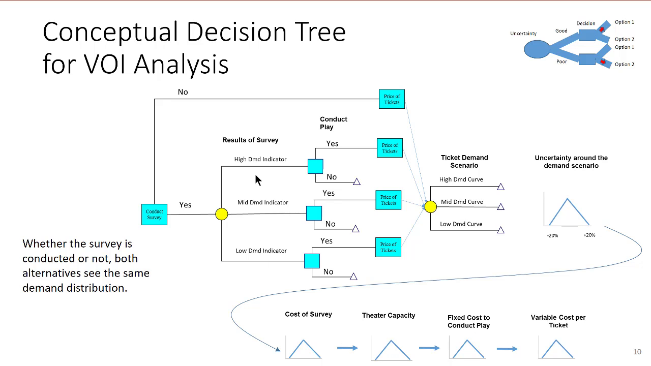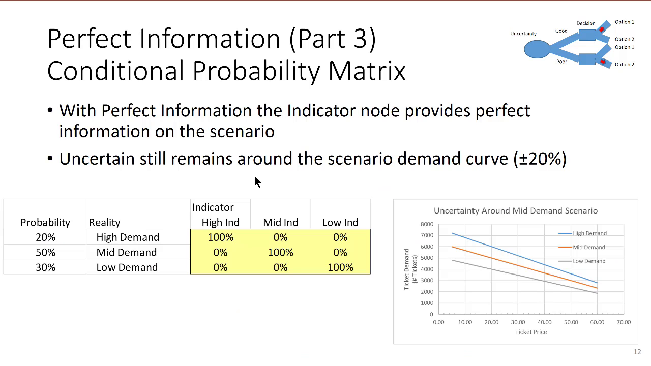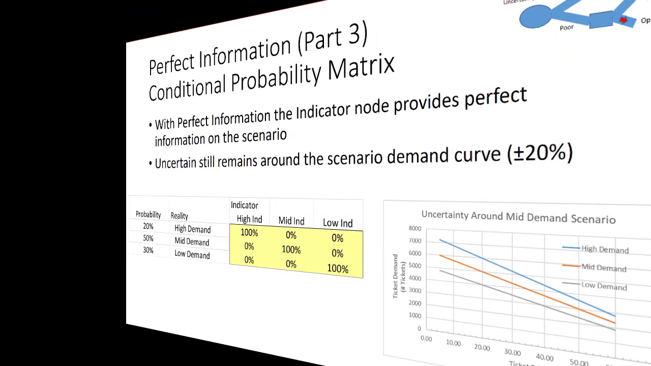The conditional probability matrix for the results of the survey, being perfect, looks like this. If we have high demand, there is a 100% chance that the indicator will say high. If we have low demand, in reality, the probability of the low indicator is 100%. Or said another way, if we see a low indicator, then the probability of low demand is 100%. So let's flip over to the model and take a look at that.